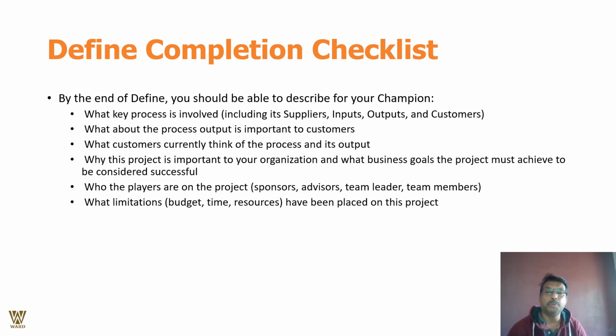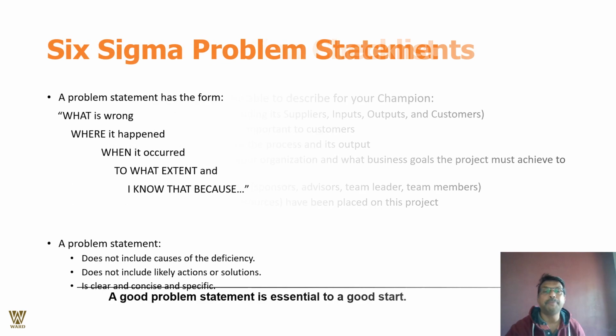What about the process output is important to customers? What do customers currently think of the process and its output? Why is this project important to your organization, and what business goals must the project achieve to be considered successful? Who are the players on the project? Sponsors, advisors, team leaders, team members. What limitations, budget, time, resources have been placed on this project?